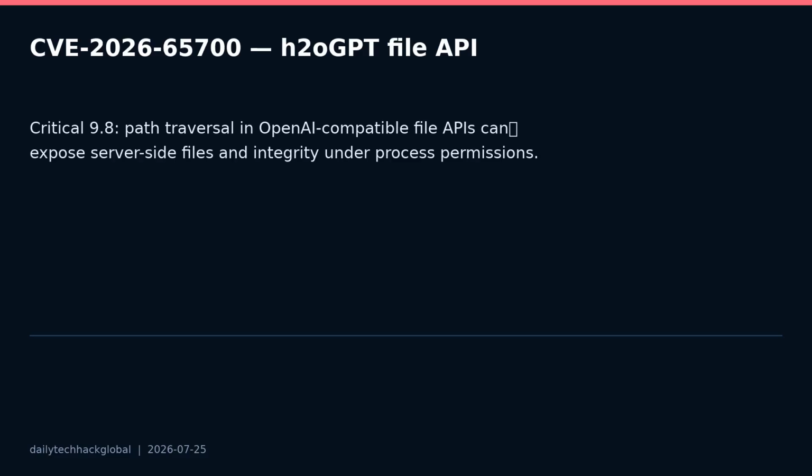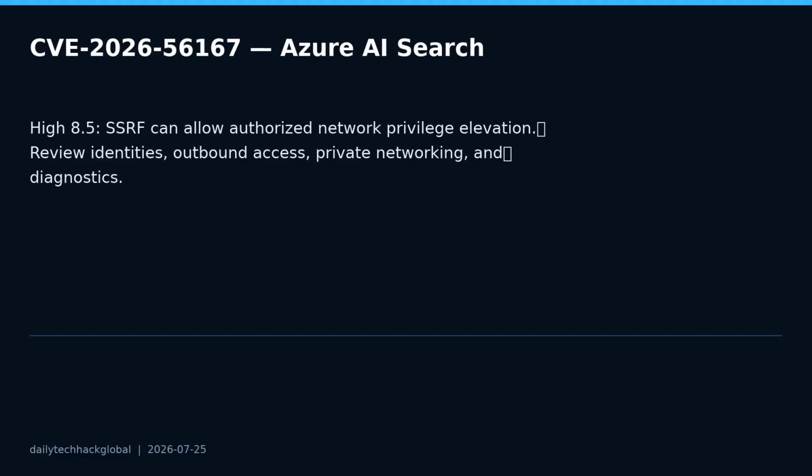Third, CVE-2026-65700 affects H2O GPT through version 0.2.1 and is rated critical, CVSS 9.8. It is path traversal in an OpenAI-compatible files API. At an advisory level, unauthenticated attackers may read, write, or delete files available to the server process, with possible code execution if sensitive application-loaded files are overwritten. Patch or apply project guidance, disable unneeded file endpoints, require authentication, restrict networks, review file operation logs, and rebuild from known good images where filesystem permissions were broad.